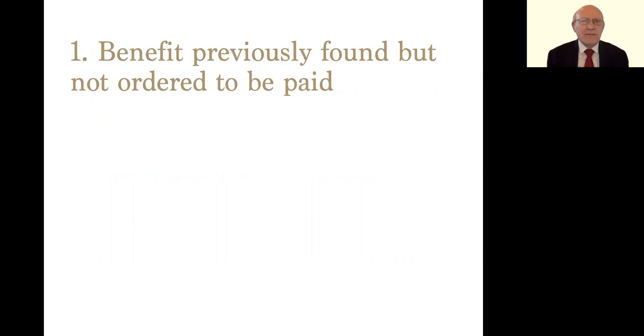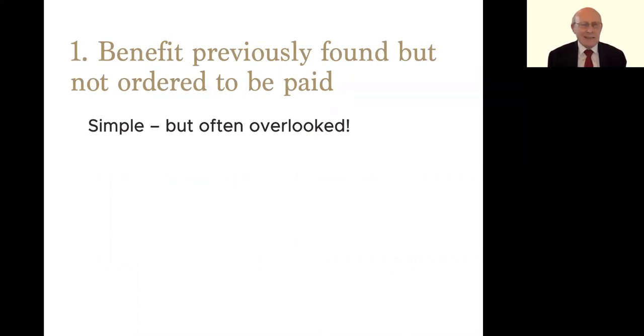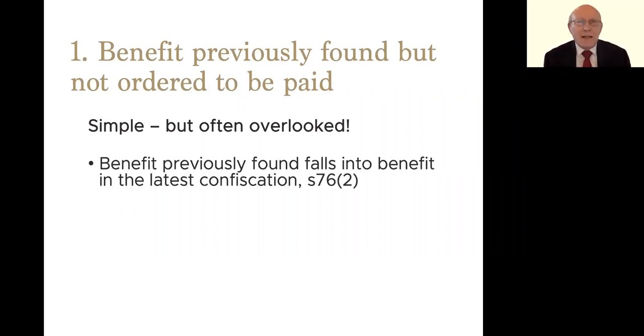Right, benefit previously found in a previous confiscation hearing, but which the defendant has not previously been ordered to pay. As I say, it's simple. We're actually going to look at 2 or 3 worked examples as we get towards the end, which hopefully will drive the points home. But the situation is this, that criminal lifestyle confiscation is a lifetime confiscation. It works on a running total basis throughout the defendant's life. So where benefit has previously been found in relation to a defendant, that benefit is on his clock and remains on his clock. And so it is going to be benefit again in the latest confiscation proceedings.